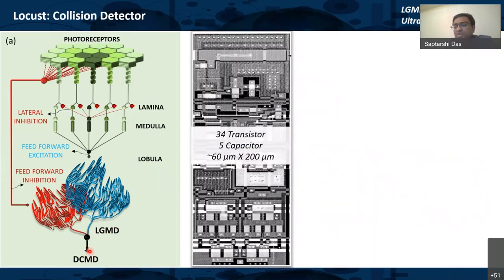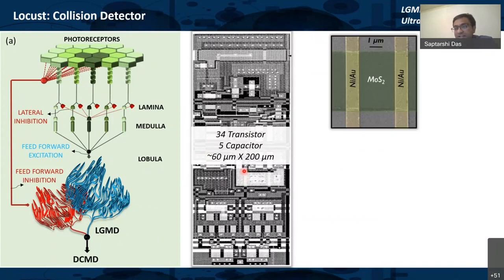Earlier, insect vision has been realized using FPGA chips, but they used about 34 transistors and 5 capacitors, and really occupied a pretty big area. But given the capabilities that we have in our 2D material system, that is sensing, compute, and storage, we can accomplish this task using a single device, like a single neuron in the locust.